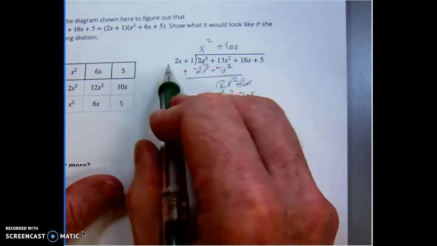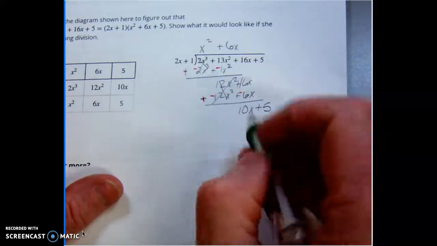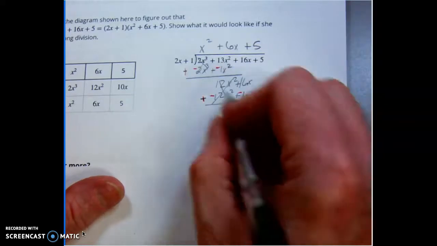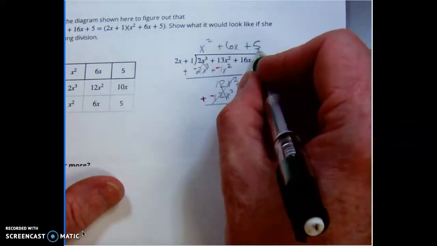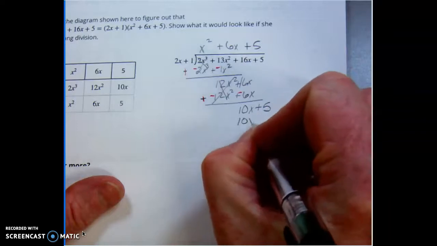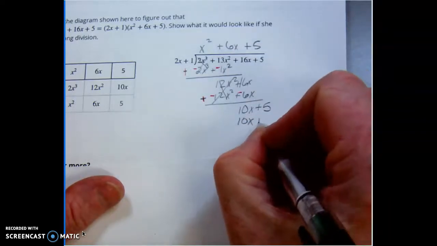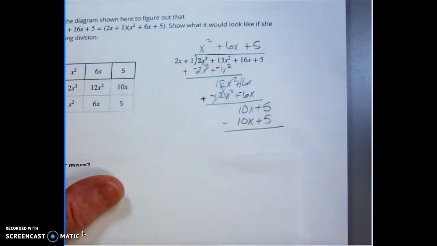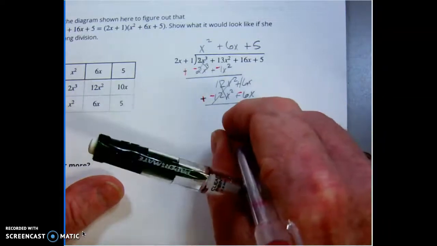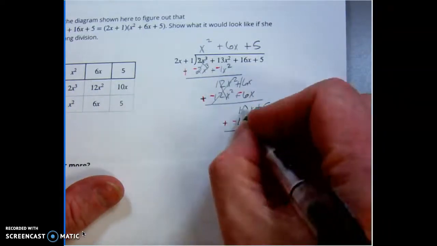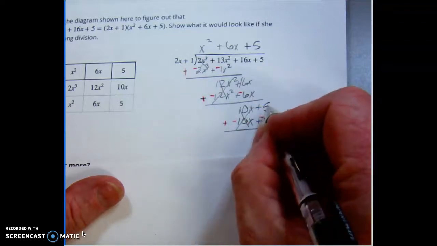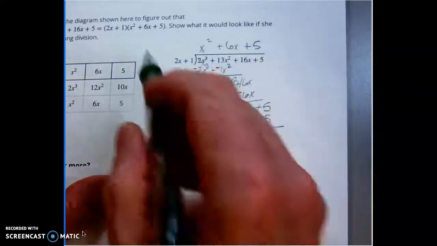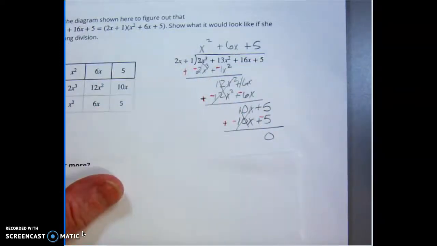And we repeat again. 2x times what is 10x? Well, 2 times 5 is 10. And we want 1x. We already got 1. So we don't need any more. So 5 times 2x is 10x. 5 times 1 is 5. Time to subtract, which really means change the signs and add. So 10x minus 10x is 0. 5 minus 5 is 0. Okay, so we just proved we got our 2 factors here. It really did work.